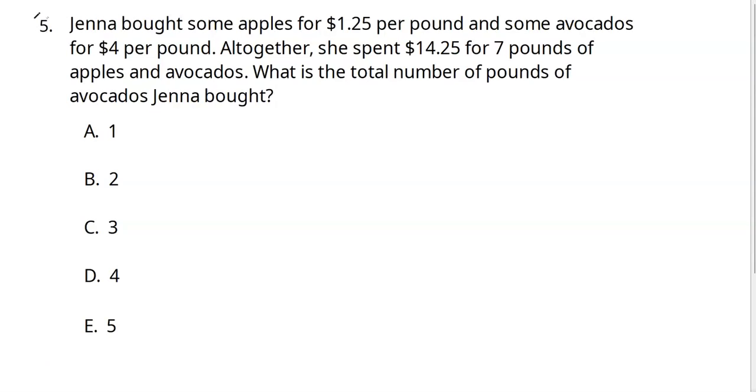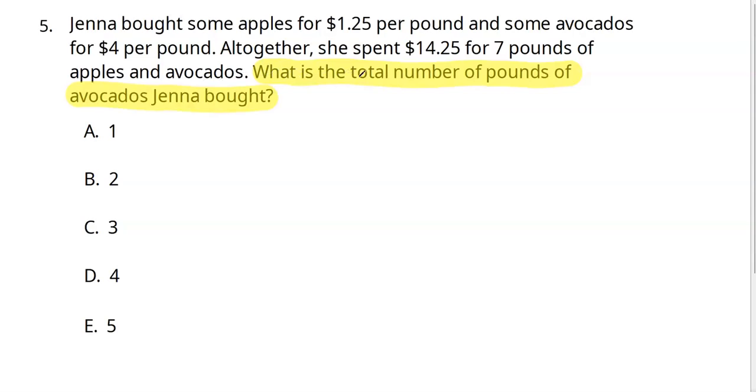Let's go ahead and look at one more sample test question. It says Jenna bought some apples for $1.25 per pound and some avocados for $4 per pound. Altogether, she spent $14.25 for 7 pounds of apples and avocados. What is the total number of pounds of avocados Jenna bought? There's a lot here. This is confusing. I suggest that you highlight your final question, and you might want to do this on every problem that you encounter. What is the question asking for?